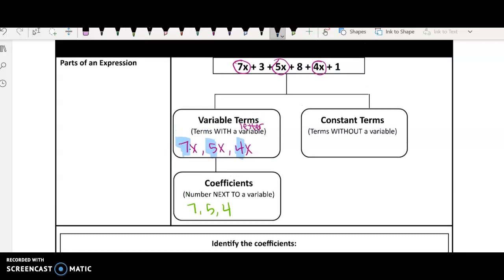So constants, I'm going to box these in. Constants are the numbers that don't have a letter. And you'll notice whenever I was boxing them in, I include the sign in front of it because that is telling me it's a positive 3, it's a positive 8, it's a positive 1. So 3, 8, 1.